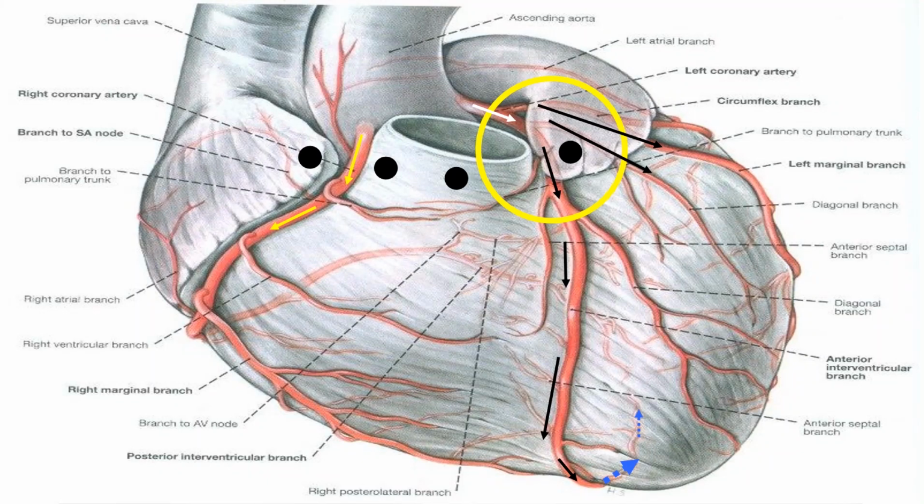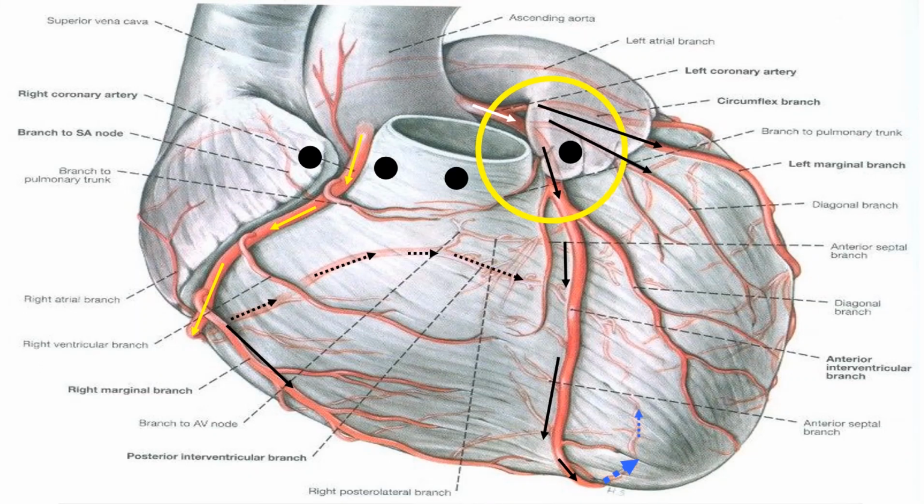Now, if we look into the right coronary artery, it's also deep to the pulmonary trunk and to the right auricle, and it comes from the right anterior sinus of the aorta, and it runs in the coronary sulcus and supplies the right atrium and right ventricle and gives the marginal branch running along the inferior border of the heart.